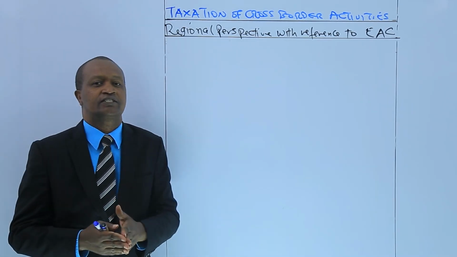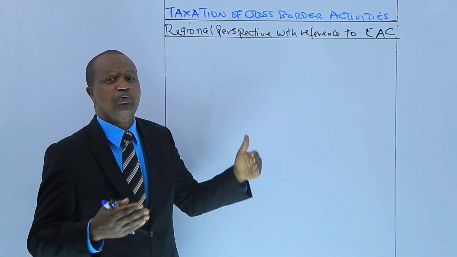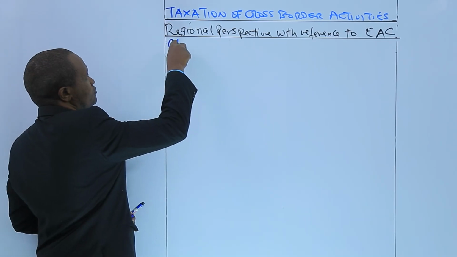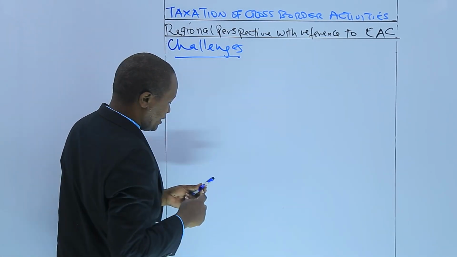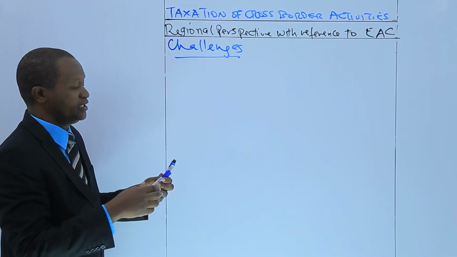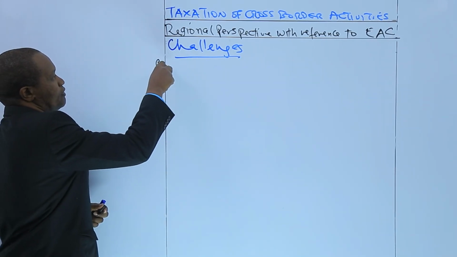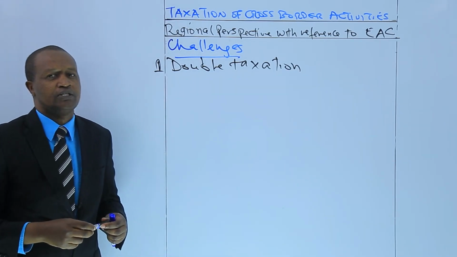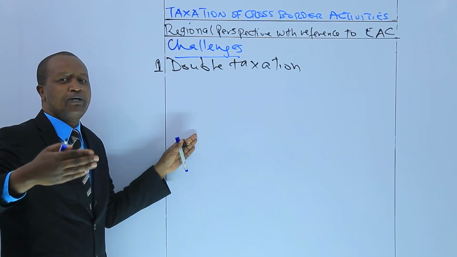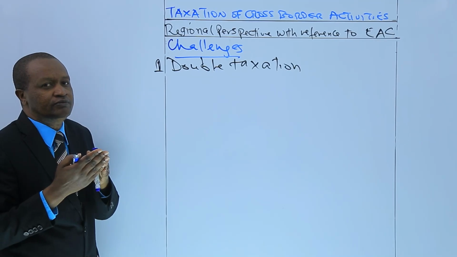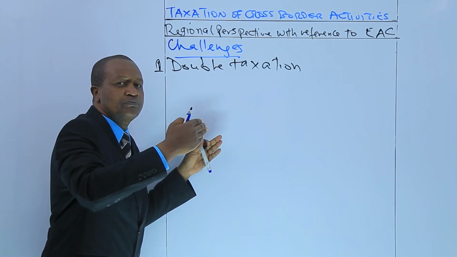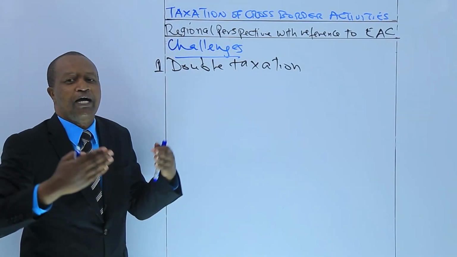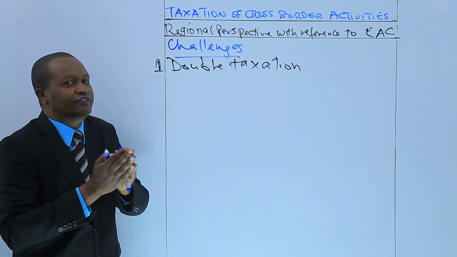And there are various challenges that are associated with cross-border activities. One of the challenges is double taxation. That means that the income earned by a resident of one country from sources in another country may be taxed by both countries, leading to unfair burden on the taxpayer.